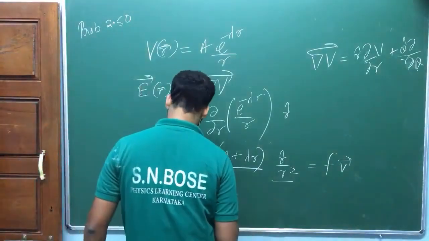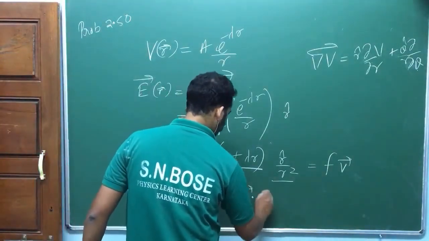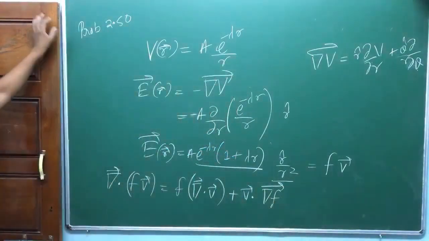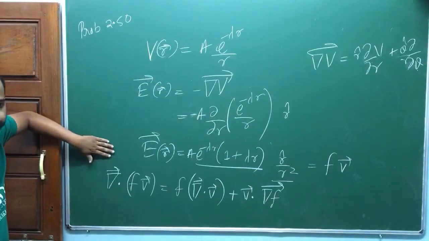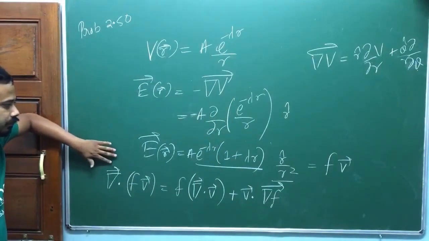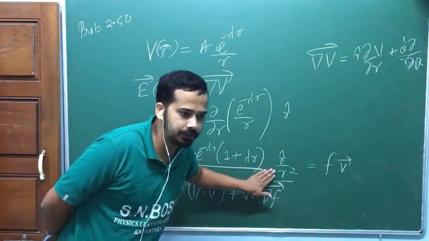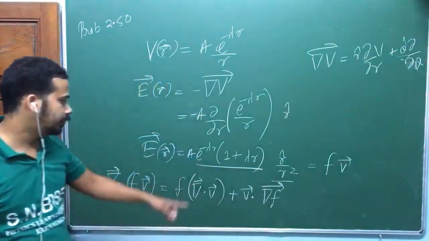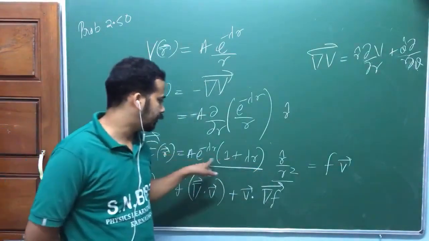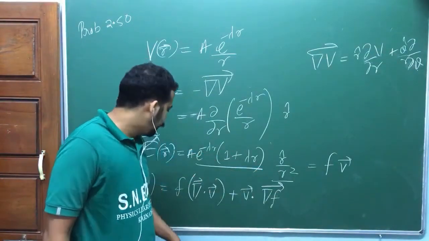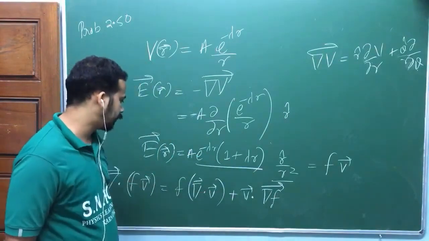plus vector field dot product with gradient of that scalar field. Check this out. You should use this formula, because at r equal to 0 you have a problem here. At r equal to 0, this is finite, and this is going to infinity. If you take this formula, it will take care of everything actually.